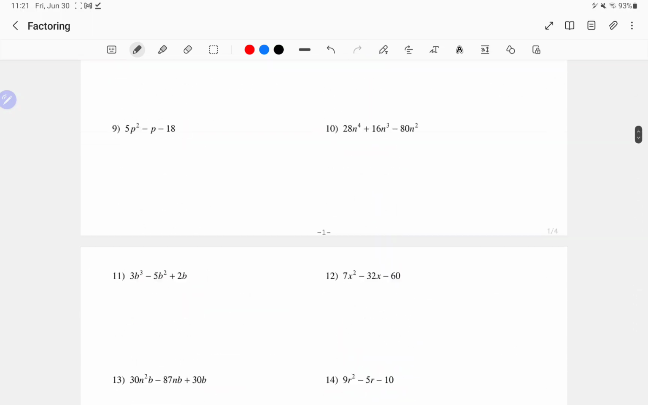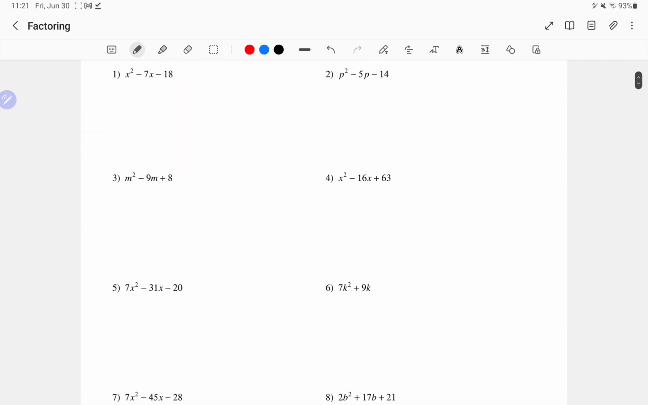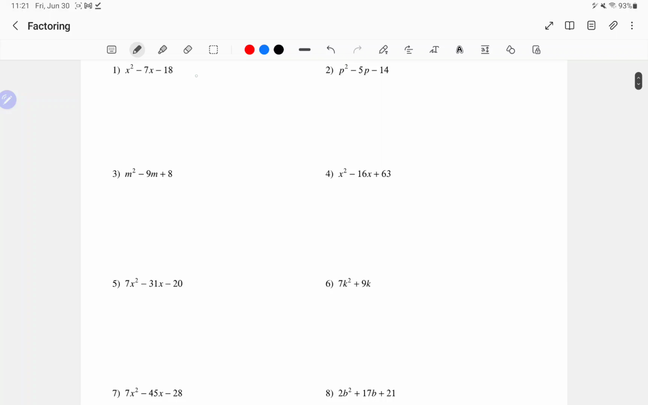It is called the AC method. This is the AC method where we look at the last term of the equation. Let's do the factors of 18. We have 1 and 18, and we have 9 and 2. 9 times 2 is 18, but 9 minus 2 is also 7. So now we can plug this in and find it. Check this out.